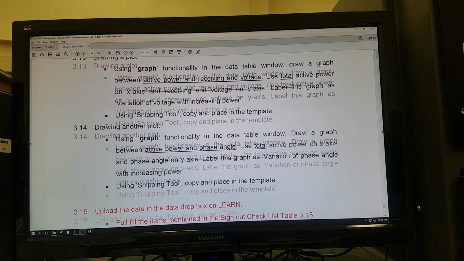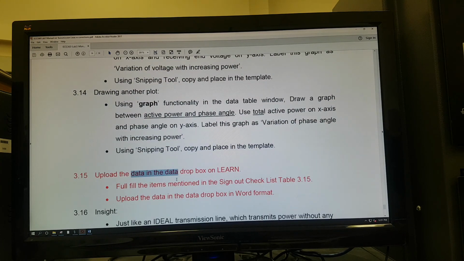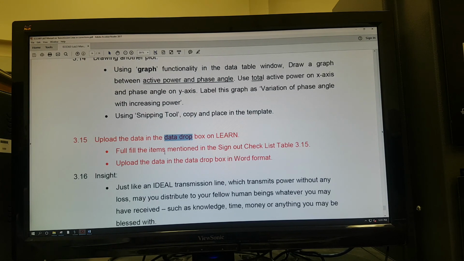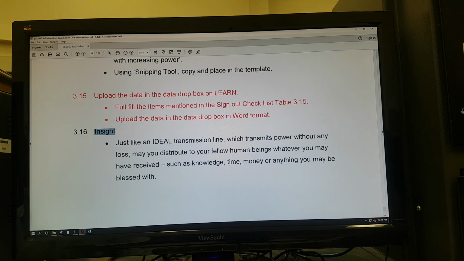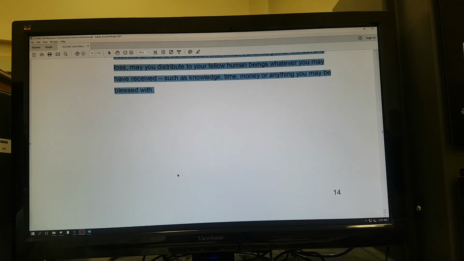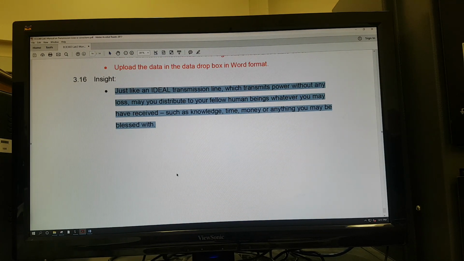That is the thing, and I think we are done with the experiment. If you were here, you would be uploading into the Learn Dropbox, the data Dropbox, but it's not here. I will upload this data for you so that you can complete the report. There is also a very good insight here. Maybe you can read it yourself, to avoid wasting time, so I will stop here.